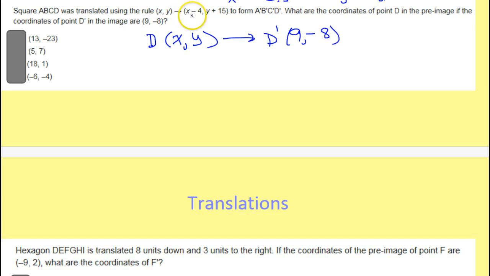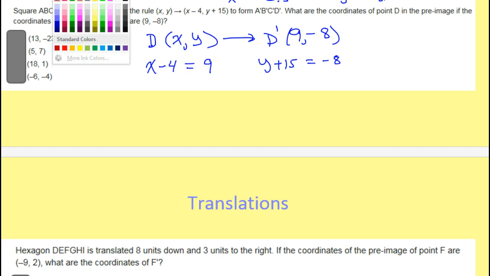Now the rule says that to get from the original point D to the new point D prime, we had to subtract 4 from the x values. So that means we had to take the x value, subtract 4, and then that turned out to be 9. At the same time, to get the y value, we had to take the original y value, add 15 to it, according to the rule, and that turned out to be -8.